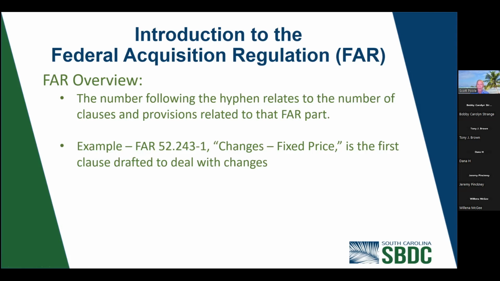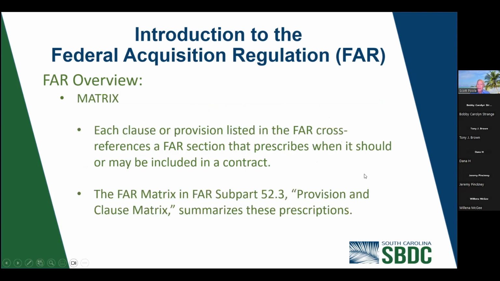For example, FAR 52.243-1. That is for changes on fixed price contracts. That's the first clause drafted to deal with the changes. And there's a matrix. Each clause or provision listed in the FAR cross-references the FAR section. And we'll look at that matrix in part of the presentation. It prescribes when it should or may be included in a contract. The FAR matrix and FAR subpart 52.3, that's provisions and clause matrix, summarizes those prescriptions.